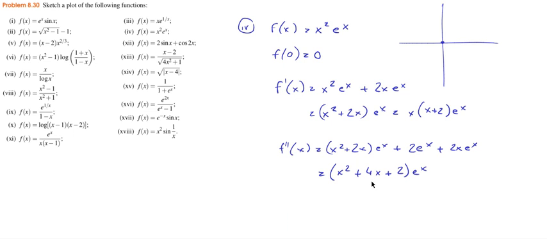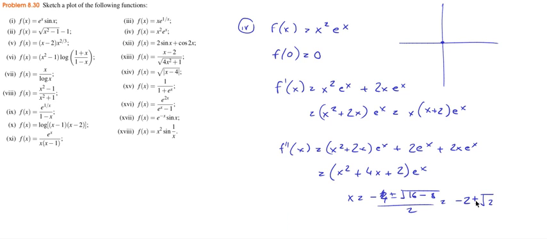So when is this going to be 0? We have x equals minus 4 plus or minus the square root of 16 minus 8, divided by 2. This is minus 2 plus or minus, and then we have this is 8, 2 times the square root of 2 divided by 2, the square root of 2.